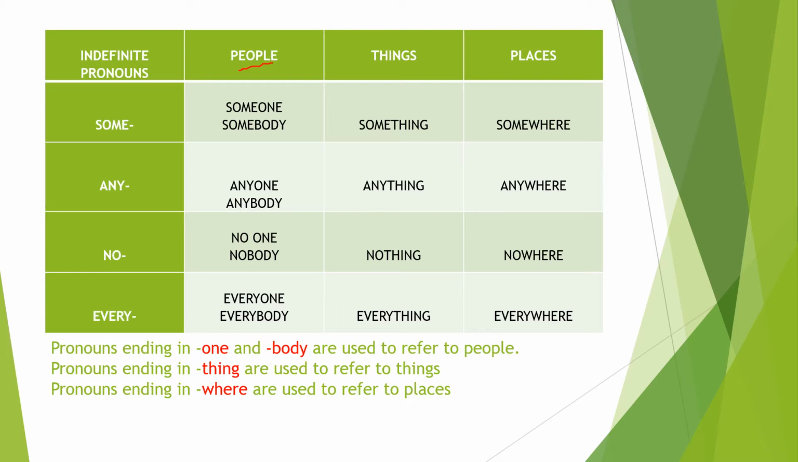The other ones that mention everyone or everybody. This means that we are talking about a group of people, but they are, as we mentioned before, they are all in the singular verb or in the third person. Then we have pronouns ending in thing. They are used to refer to things. Things like houses, university, or when we mention dogs, cats, food, any kind of thing.